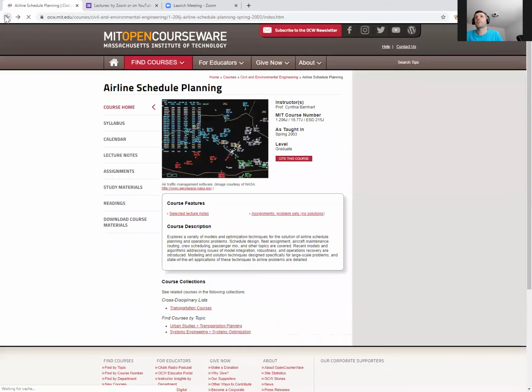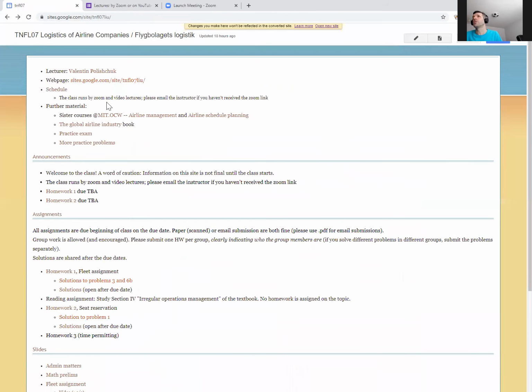So again, you won't have to study through any of these courses in their entirety. I mean, there are two semester-long MIT courses, but I will be using material from them. It will be marked in the corresponding way, and so on. We will also solve part of the homework in the airline management course in our homework 1, in the airline management course from MIT. So anyway, this is some of the related material.